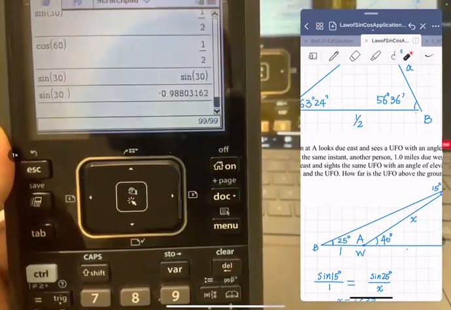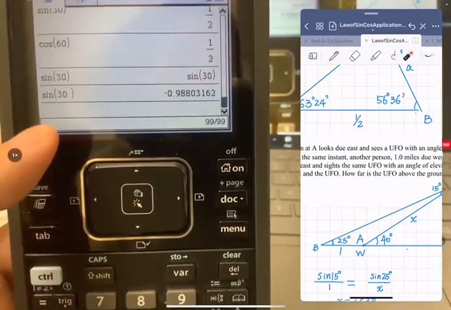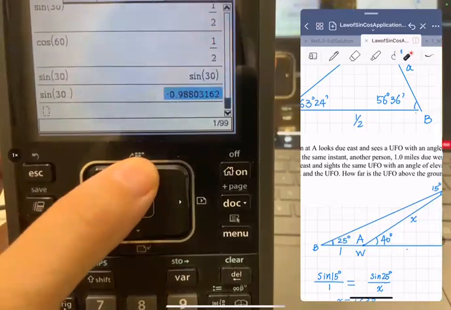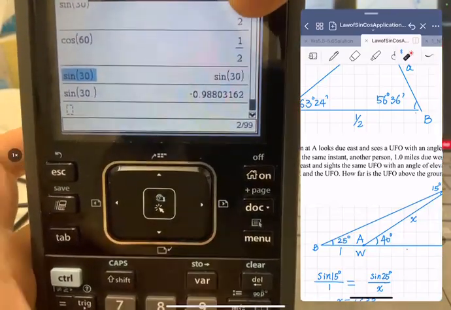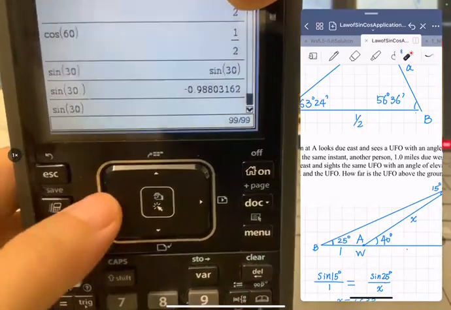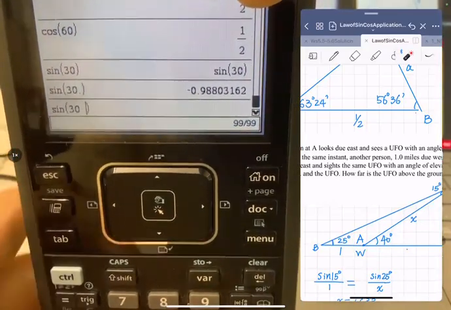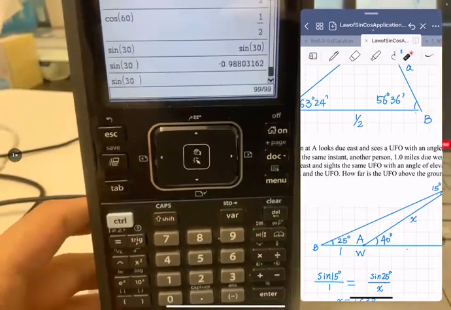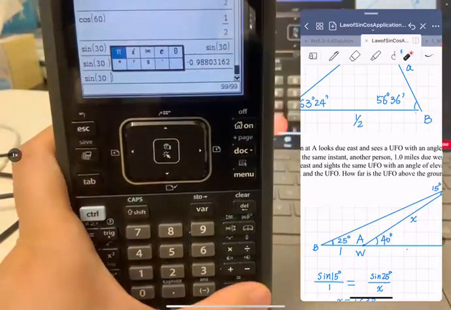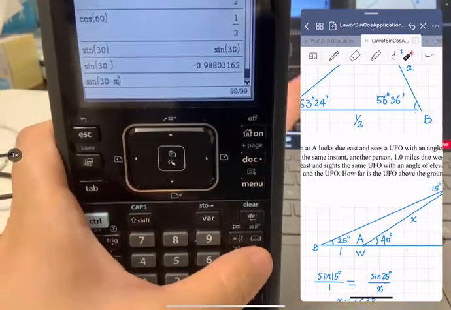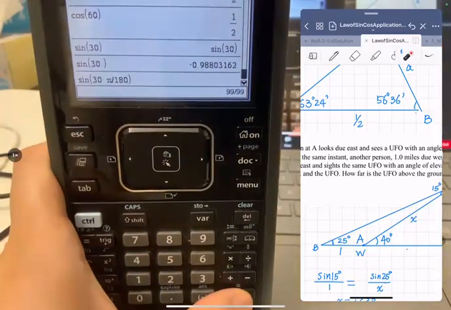Why is this value not 1/2? Because they treat 30 in the reading mode. If you want to change the result to be 1/2, you either switch it back to be degree or you do the conversion here. 30 times pi. There is a button called pi here. And then you enter. And then you divide it by 180. And then there you go.